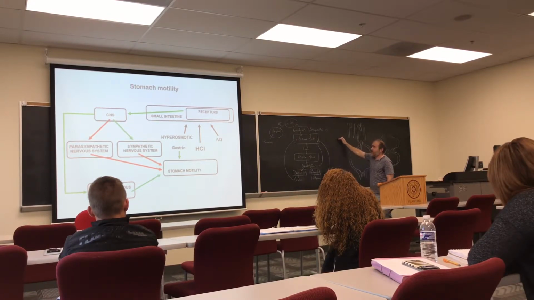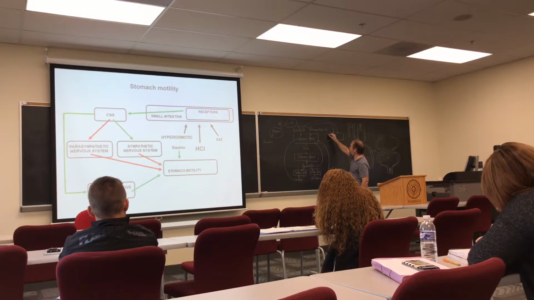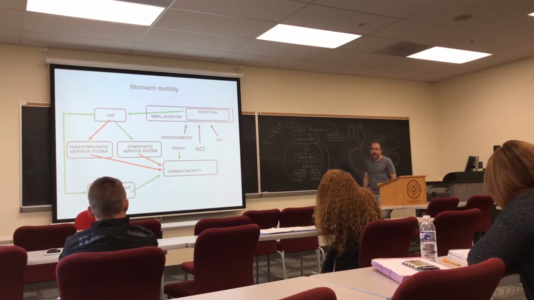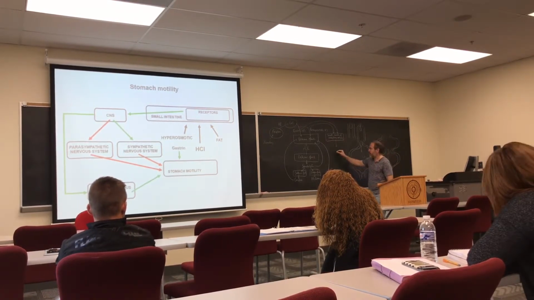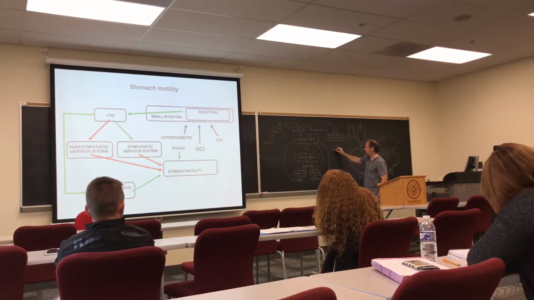And then you have another set of effectors, which are also going to be controlled by both the parasympathetic and enteric nervous system. In this case, the effector is going to be the smooth muscle of the muscularis externa. And then the response is going to be the production of peristaltic waves. Peristalsis.